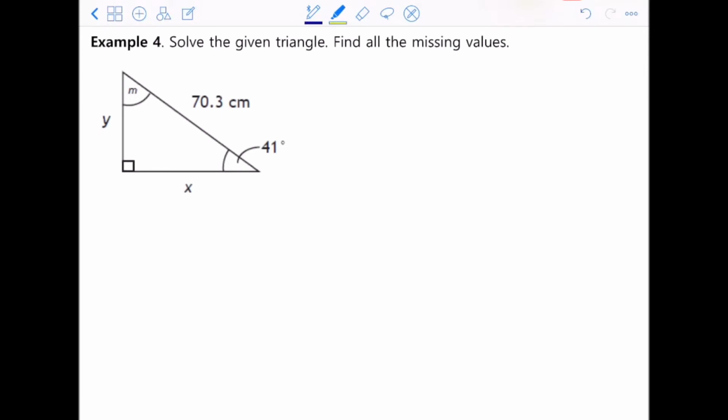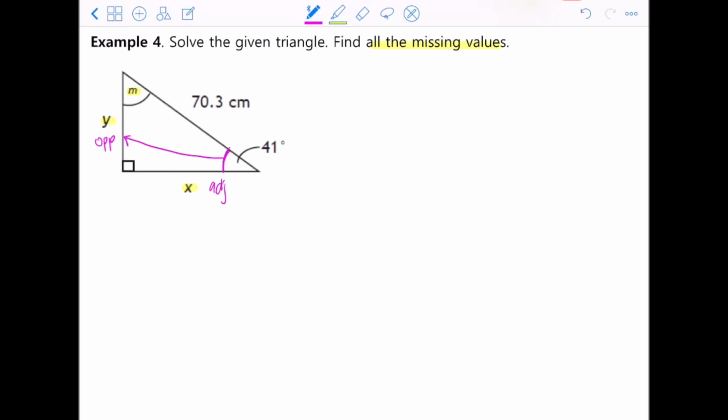Example 4, solve the given triangle. Find all the missing values. So it looks like we need to solve for y, angle M, and x. Let's label the names of the sides depending on which angle we're referring to. So let's say if this is an angle theta, y relative to angle 41 degrees would be the opposite side. And this would be the adjacent side, and the hypotenuse would be 70.3 centimeters.